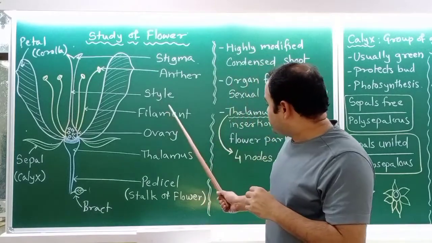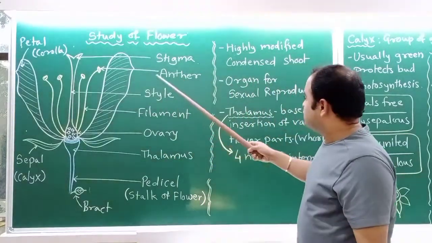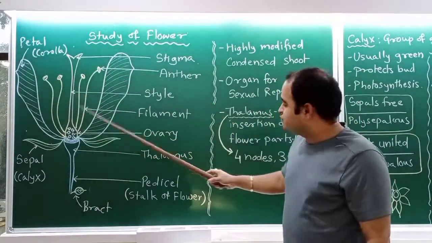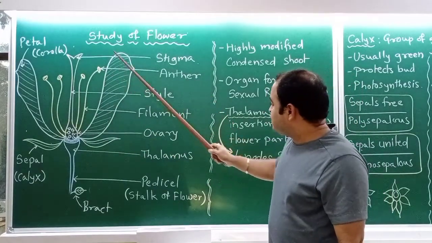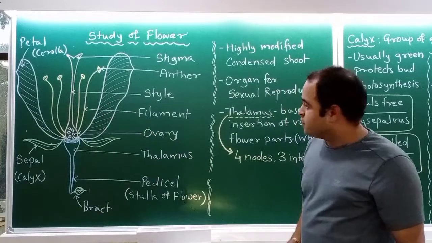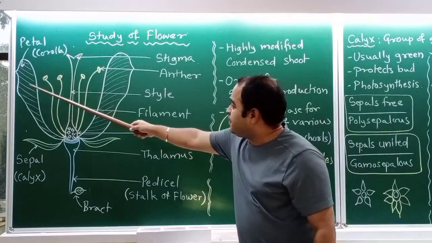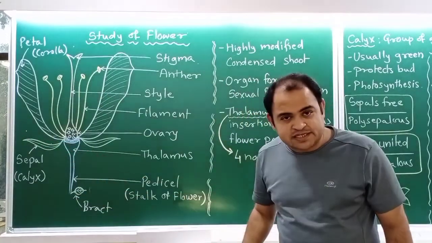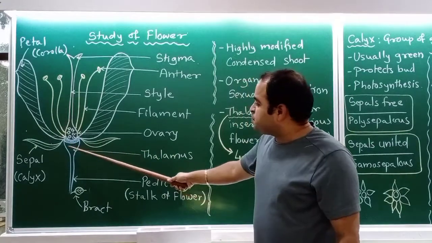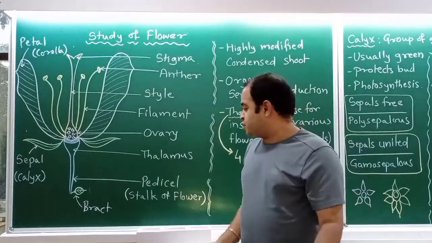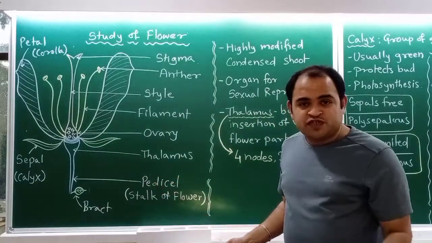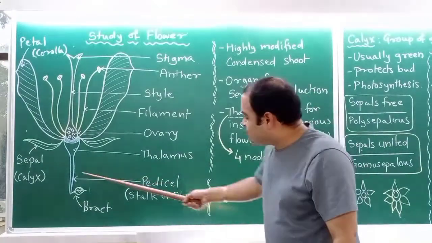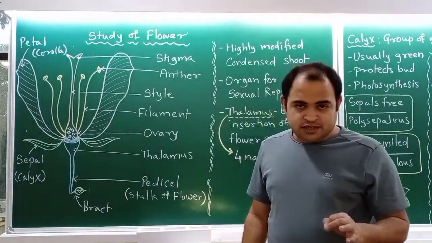Now I think you can revise the names. This is stigma, style, ovary, this is anther, and this is filament. This is a typical petal, member of corolla, and this is sepal, member of calyx. Now think about this flat globular structure. That is thalamus, which provides a typical surface area for insertion of various floral buds. This is pedicel and this is the bract.